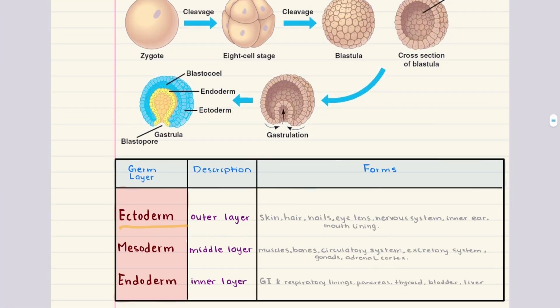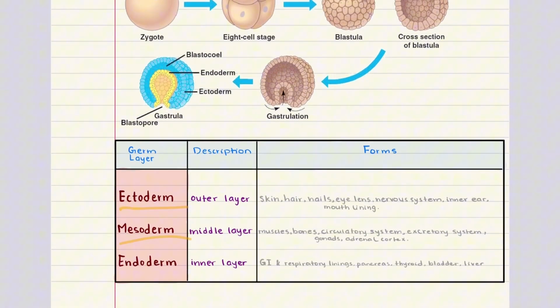Next we have the mesoderm. The mesoderm is the middle layer, and this one is responsible for forming the musculoskeletal system, including muscles and bones, as well as the circulatory system, the excretory system, and the gonads. Now, the adrenal cortex, which is part of the adrenal gland, also develops from the mesoderm.